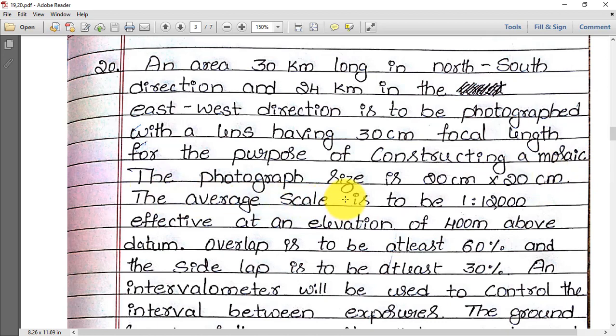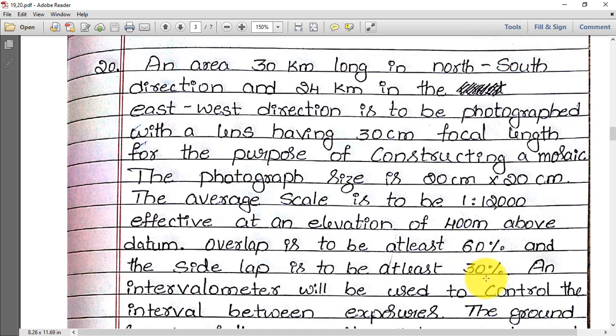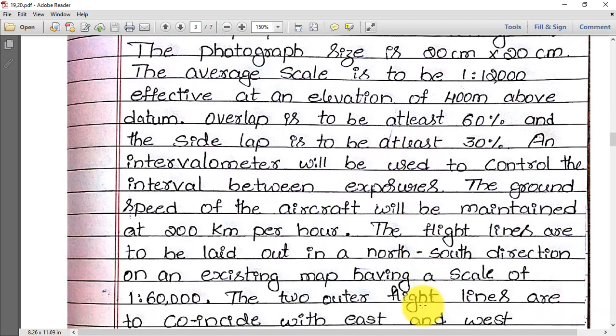The photograph size is 20 cm by 20 cm, small l, small w. The average scale is to be 1:12,000, effective at an elevation of 400 meter above datum. Overlap is to be at least 60%, that means PL is 60%, and side lap is to be at least 30%, that is 0.3. An intervalometer will be used to control the interval between the exposures.